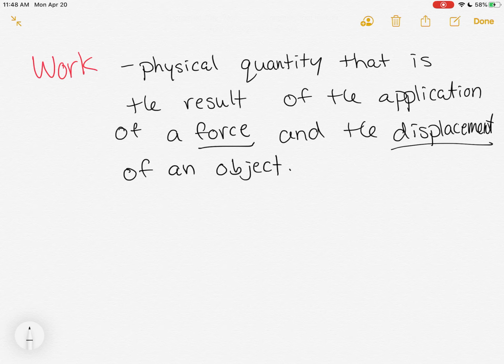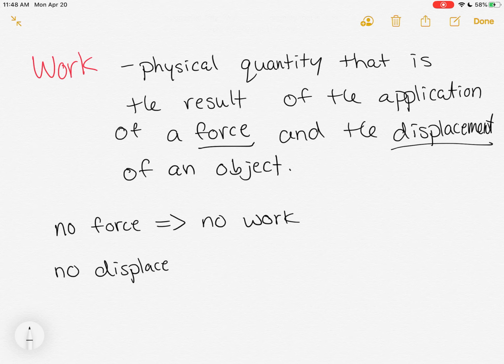What that means is that if we didn't apply a force, then there's no work done on the object. If we didn't have a displacement for the object, then there's also no work. So if we have no force, that's going to mean no work. Or if we have no displacement, that's also going to mean that we have no work. Okay, and so it is just a physical quantity.